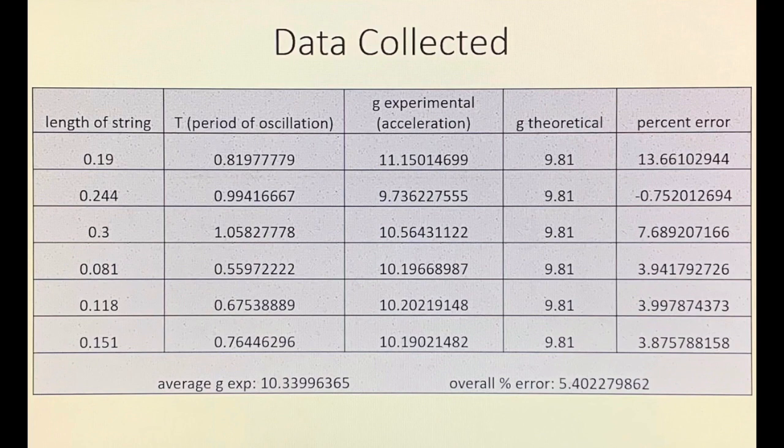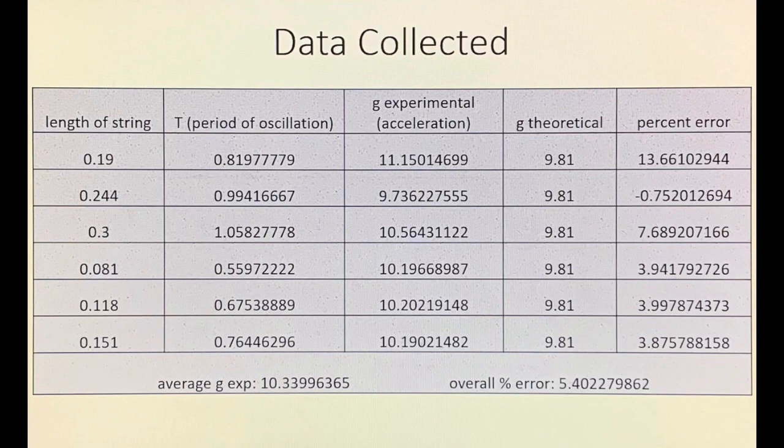There were 6 different trials run for this experiment using 6 different string lengths in order to compare the average periods of oscillation, as well as compare the average experimental acceleration values to the theoretical value. The period of oscillation values come from averaging together the time it took to complete 10, 20, and 30 oscillations.